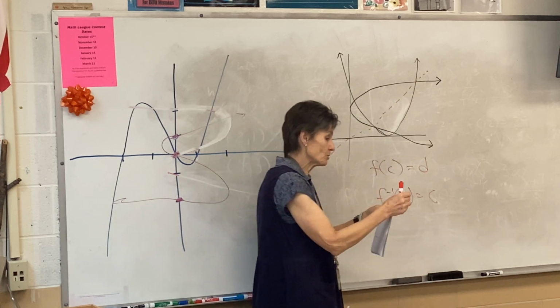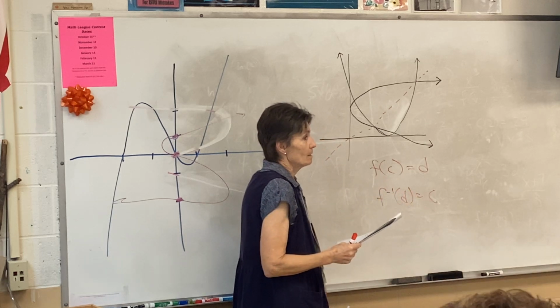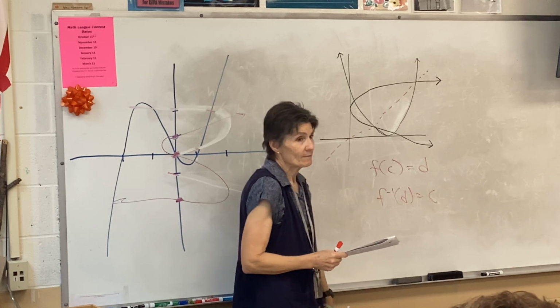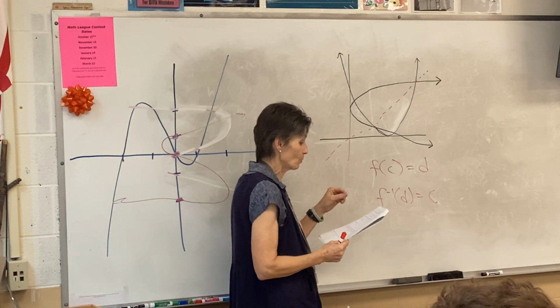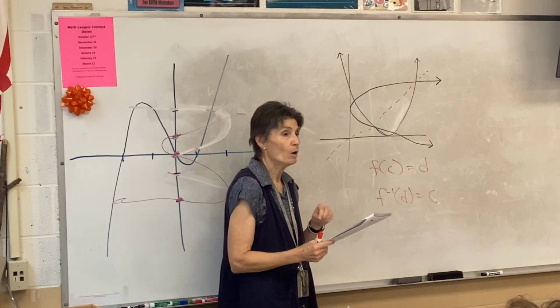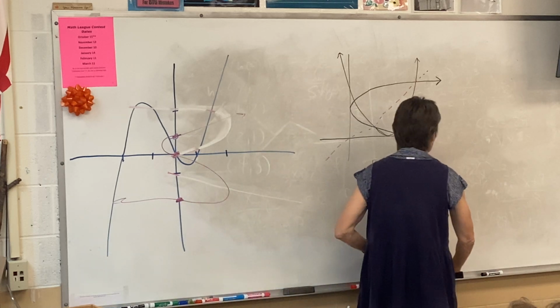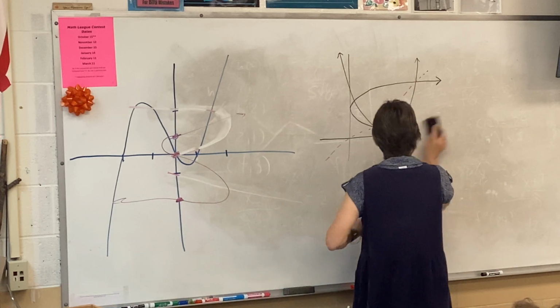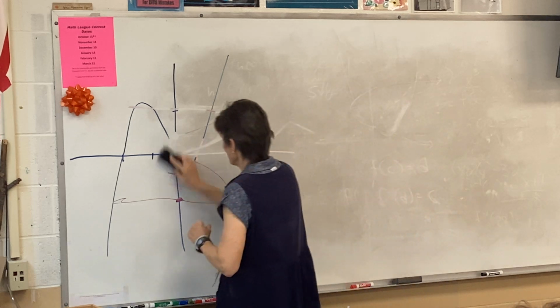All right, two functions are inverses if and only if f of g of x is x and g of f of x is x. So in other words, the compositions both equal x. This is how we prove it. And this is an important thing to know and to be able to do.